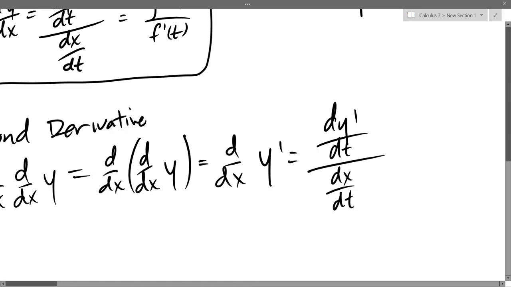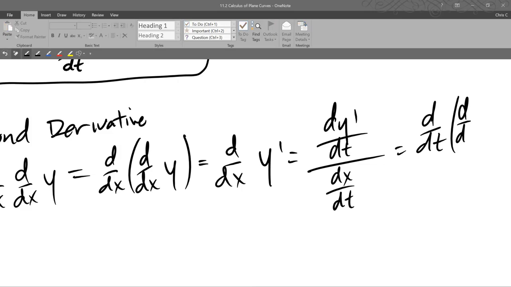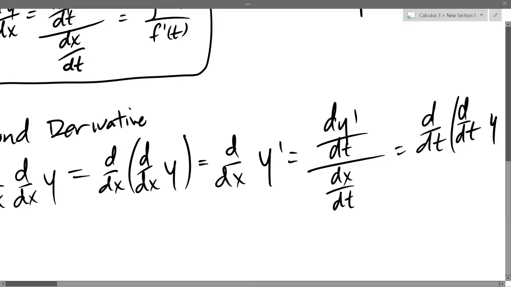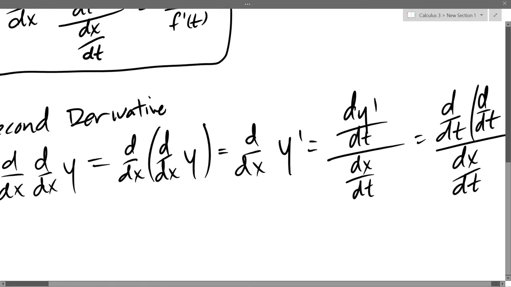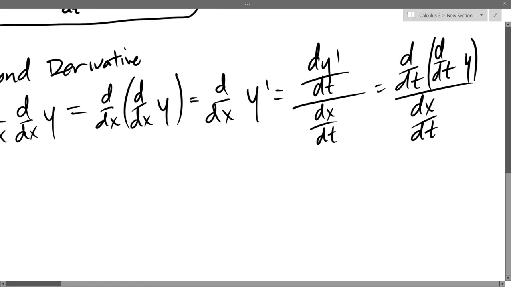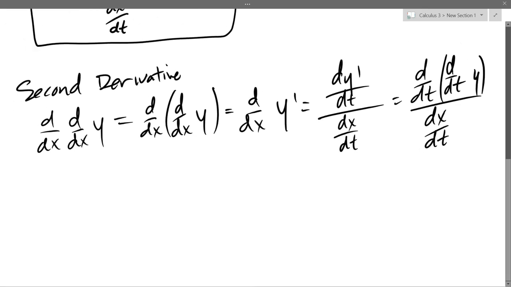All right, so we could write it as the t derivative of y prime, like this. And you could rewrite it as d/dt of d/dt of y, divided by dx/dt. So you'll find one of these forms to be more useful, maybe two of these forms to be more useful, depending on what you're doing, and those should make it on your cheat sheet.